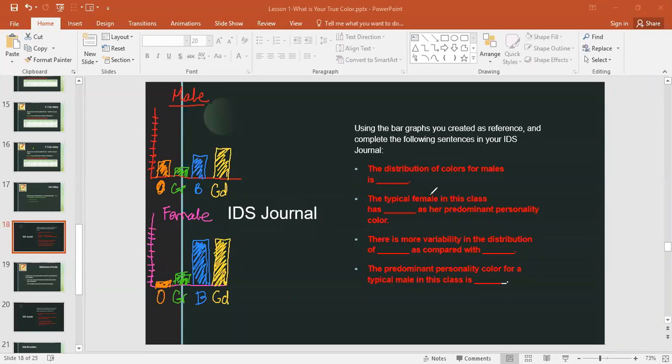So you have about 2 minutes to answer these questions in our IDS journal. When you are done, raise your hand in the participant section. I'm going to put 2 minutes on the clock and let you answer these questions. Don't forget to raise your hand when you are done, please, so that I know that you are done.